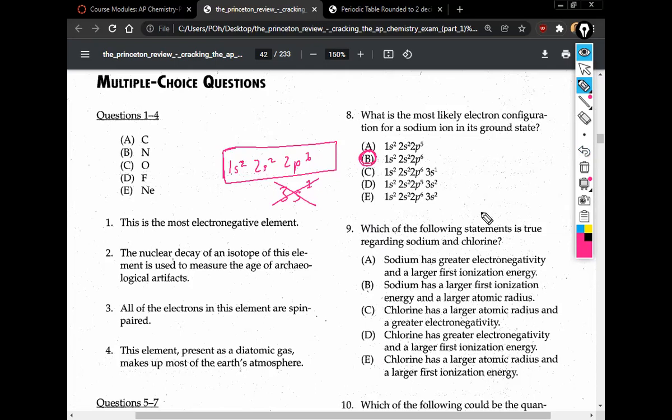For number 9, does it mean sodium and chlorine when it's... You tell me. I'm not gonna be there during the test to tell you. I will not.